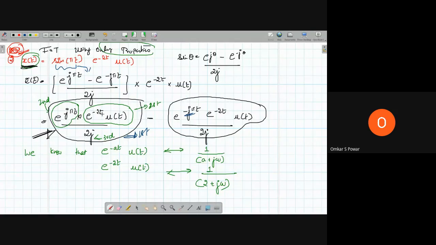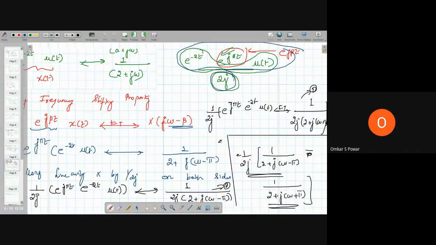So step by step I went. First I found the Fourier transform of e power minus 2t u of t. Then I multiplied by e power j pi t, then I divided by 2j. The first one, e power minus a t u of t, has Fourier transform 1 by a plus j omega. Similarly, e power minus 2t u of t has Fourier transform 1 by 2 plus j omega.